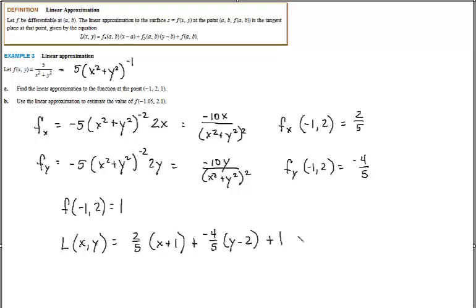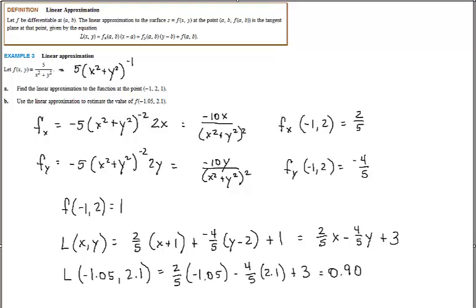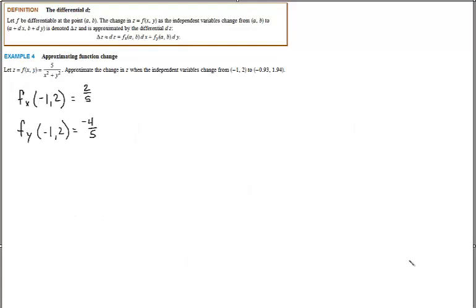I'm going to do my algebra here, and I'll get back with you. Alright, there's what I get for my linear approximation. So I'm now going to do the linear approximation at negative 1.05 comma 2.1, and I'm just going to plug in those values for x and y and crunch it. Alright, there's what we get. Now if you were to actually plug it into the exact function itself, you'd get about 0.9, which is pretty darn close.